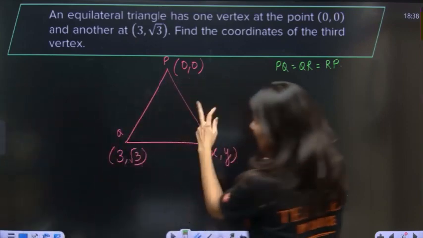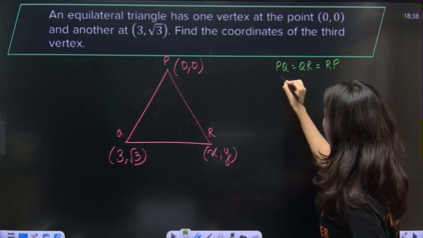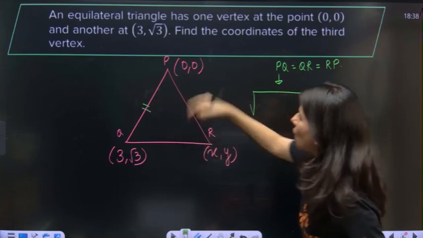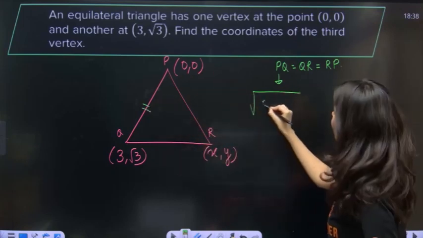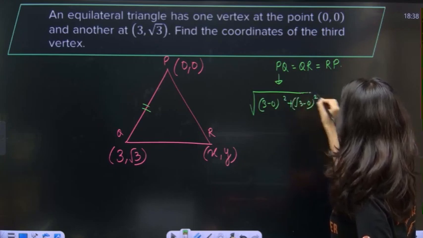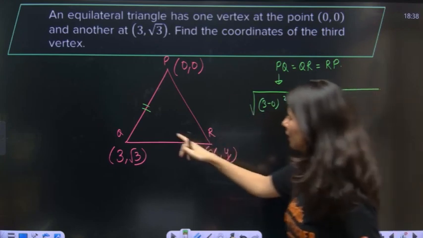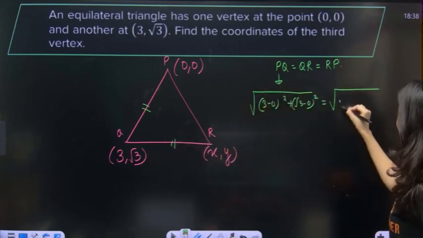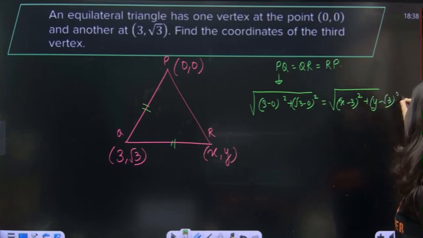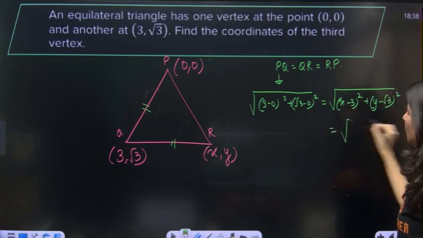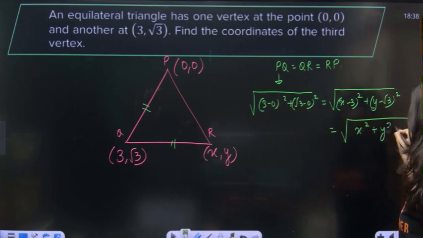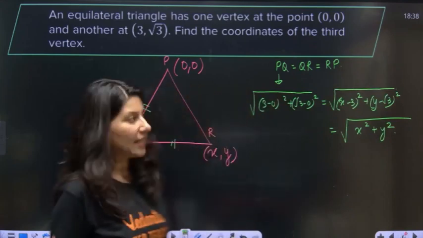Okay, let's see PQ. Now PQ, can anybody tell me what is PQ? So PQ is going to be distance formula, square root of 3 minus 0 whole square plus √3 minus 0 whole square. QR is square root of x minus 3 whole square plus y minus √3 whole square. Now PR is nothing but square root of x minus 0 whole square plus y minus 0 whole square. Everybody, any doubts, any confusion?